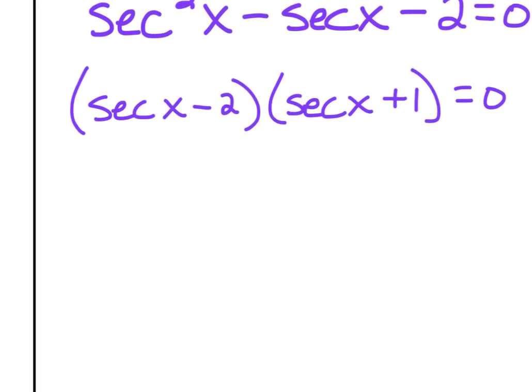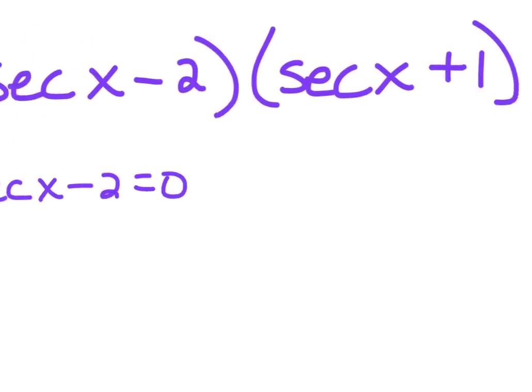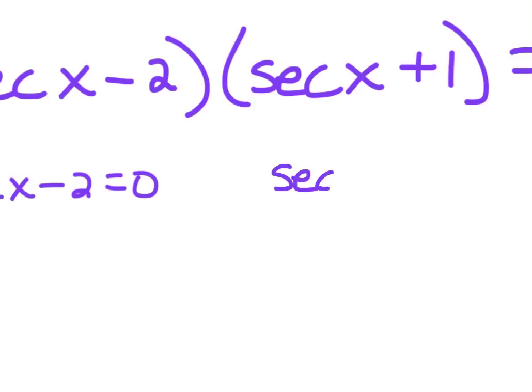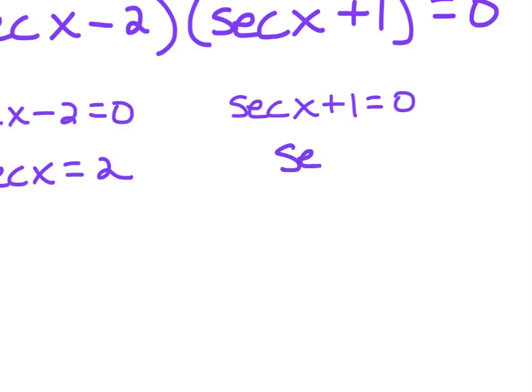Set both of those expressions equal to 0. So secant x minus 2 equals 0. Secant x plus 1 equals 0. So secant of x equals positive 2. Secant of x equals negative 1.